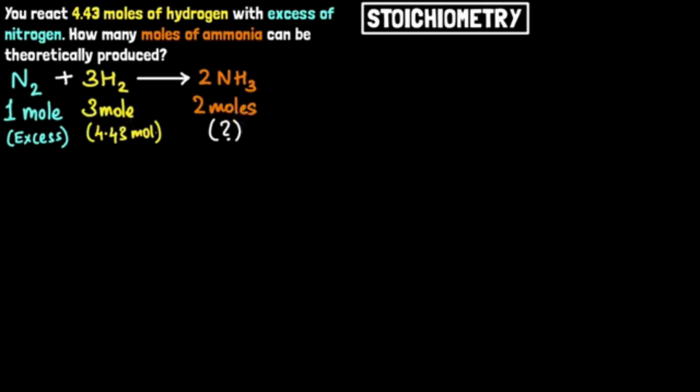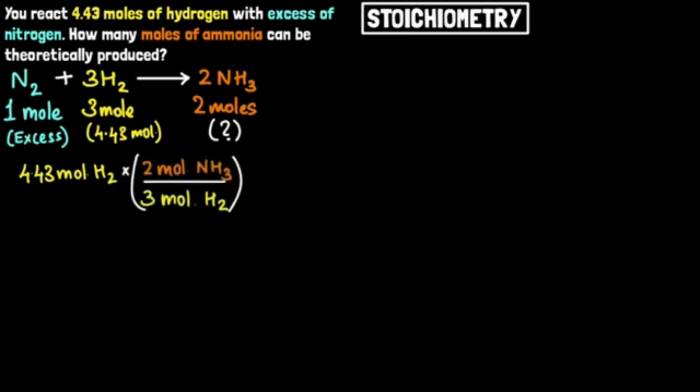So here's how I like to think about it. Let's first write down what's given to us. We have 4.43 moles of hydrogen. And now to convert from the moles of hydrogen to moles of ammonia, let me build a conversion factor. My conversion factor is I will get 2 moles of ammonia per 3 moles of hydrogen. Notice the moment I write it this way, what happens? The moles of hydrogen here and the moles of hydrogen here will cancel out. And so what I'm left with is moles of ammonia. So this will give me the amount of ammonia I would get for 4.43 moles of hydrogen.